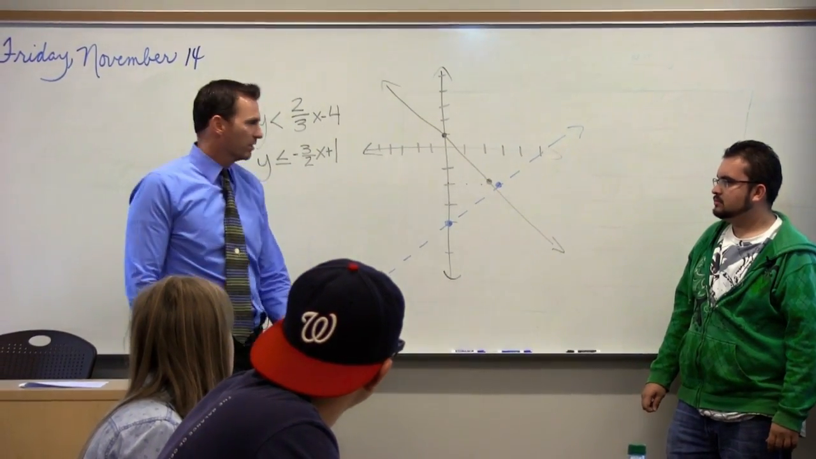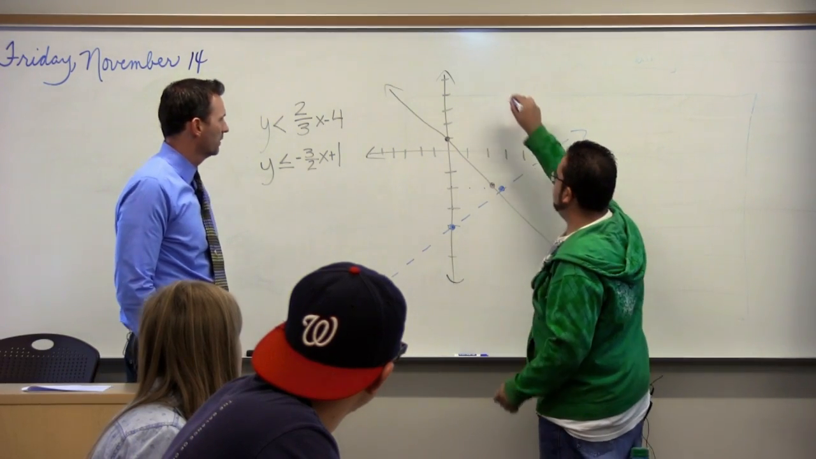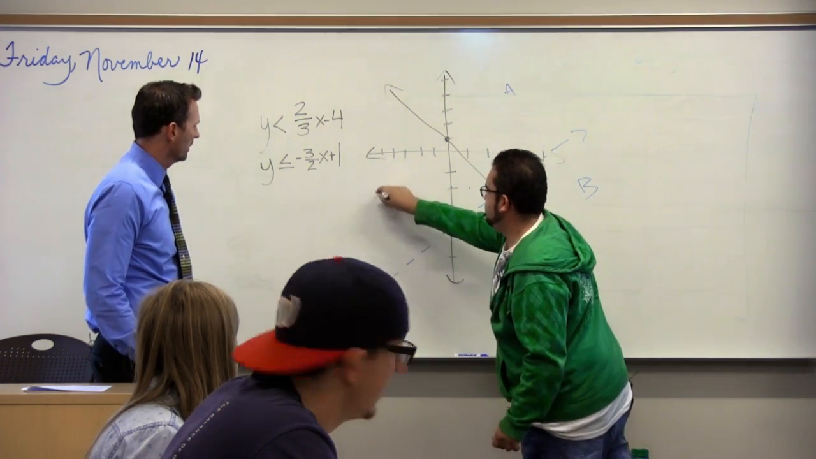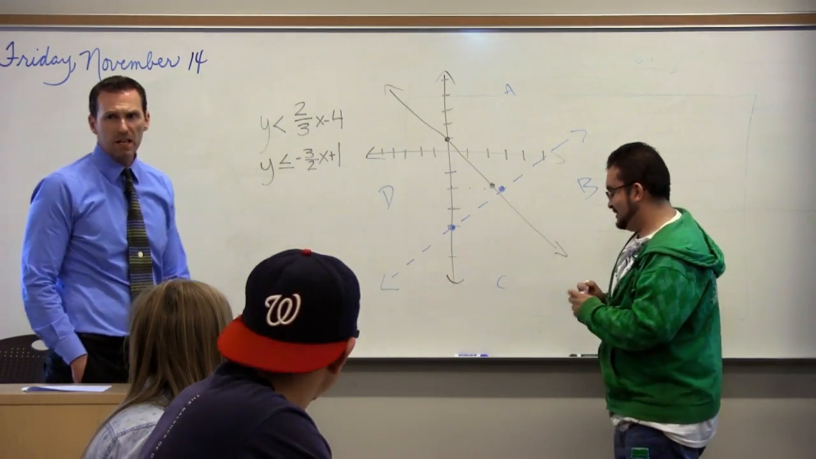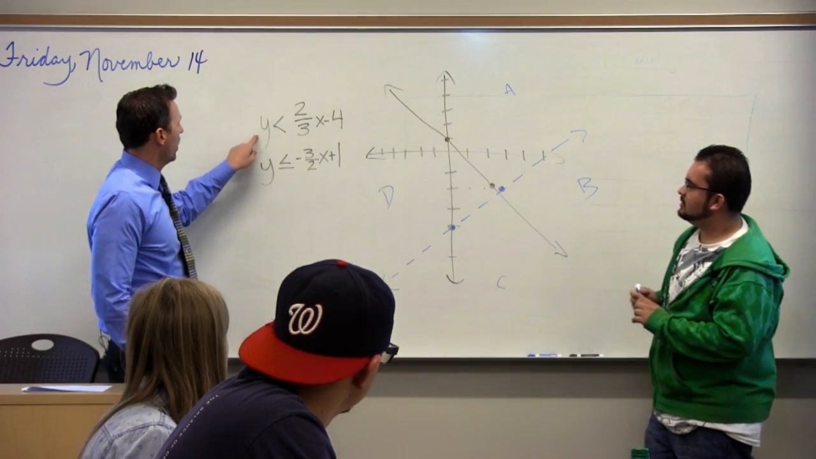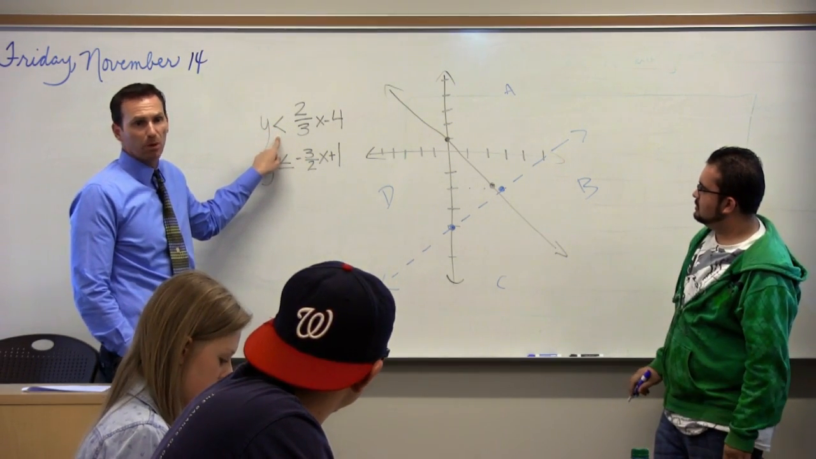Let's label the regions. How do you want to label them, Martine? You just pick. It's going to be like the A, B, C, and D. Okay, let's talk about this now. A, B, C, and D. Let's see which one we're going to talk about shading. Y is less than. So this says below the dashed. We're going to go below the dashed.